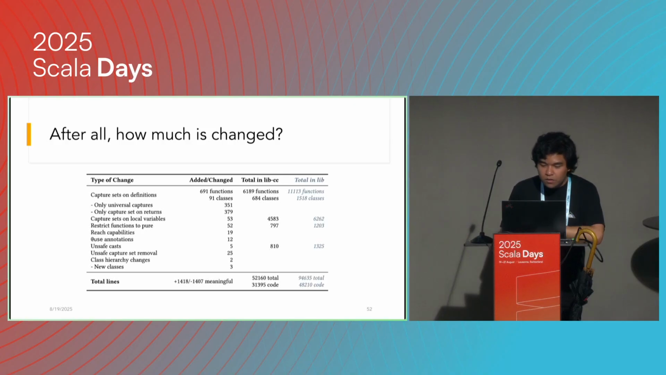And then most of the changes, the second and third line, are only universal capture, so only adding hats, and only capture sets on return types. So only annotating this and F to the return types without changing anything inside the functions. So they add up to a lot.